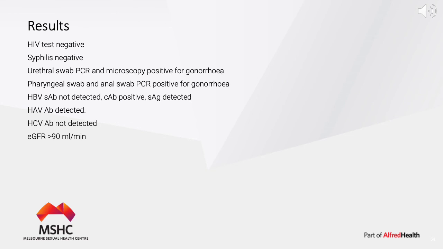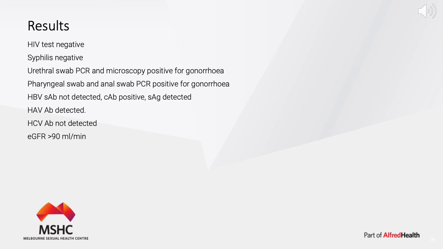Okay, so Damian's results come back and his HIV test is negative. His syphilis test is negative, but you've already started him on PEP. You're not going to wait for these results, okay? He had a test for gonorrhea. We did a urethral swab because he had discharge coming from his penis. So he needs to be treated for gonorrhea. He also has gonorrhea in his throat and his bottom, so he needs to be treated for gonorrhea.